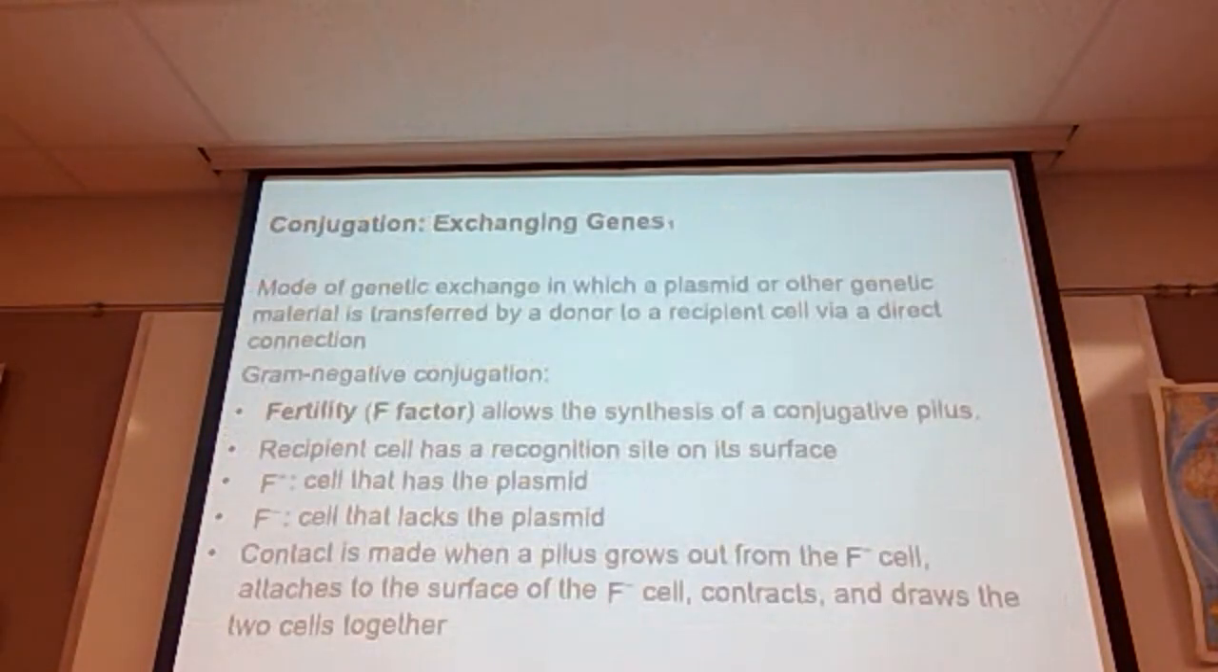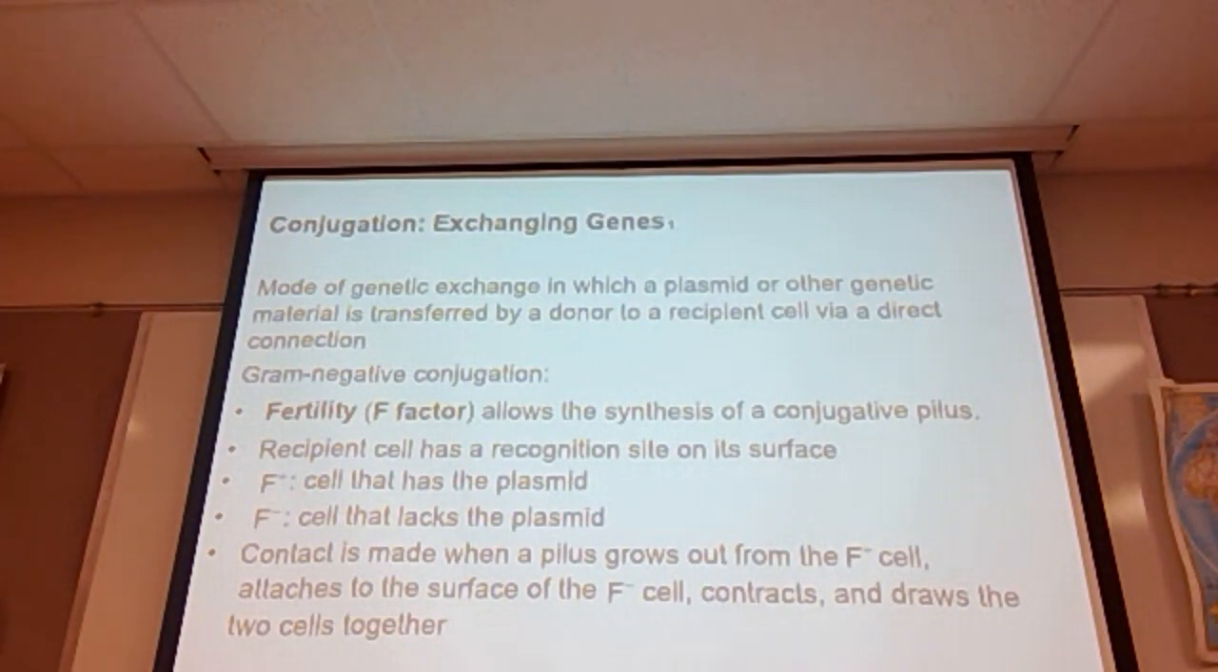Exchange of genes in conjugation. First of all, the fertility pili, the F factor, is a way that allows for synthesis of conjugation. Conjugation is a mode of genetic exchange whereby a plasmid or some other genetic material is transferred by a donor to a recipient via some sort of direct connection. The most common way in gram-negative conjugation is through a structure called the fertility or F factor pili. The recipient cell has a recognition site on its surface. The F plus cell has the plasmid. The F minus cell lacks the plasmid.